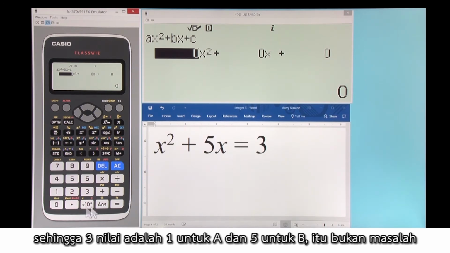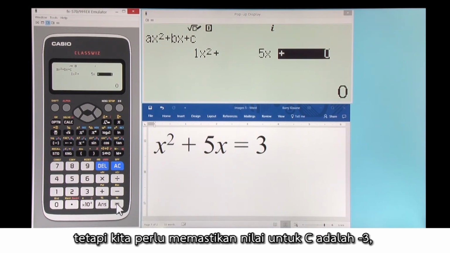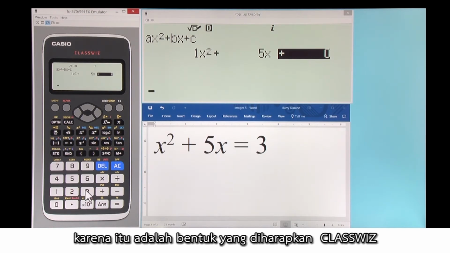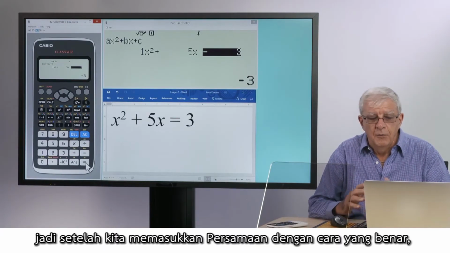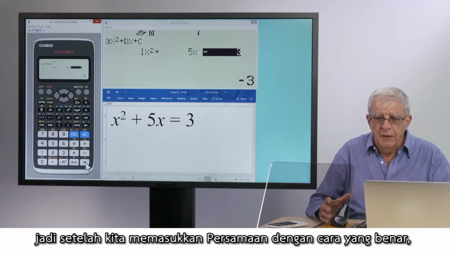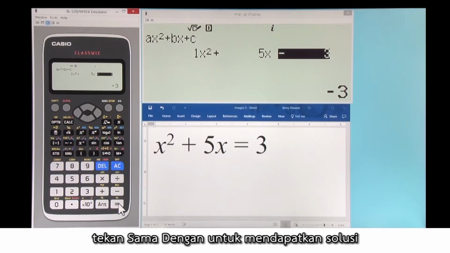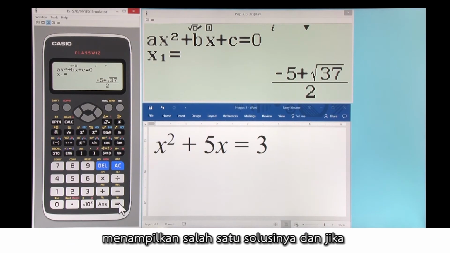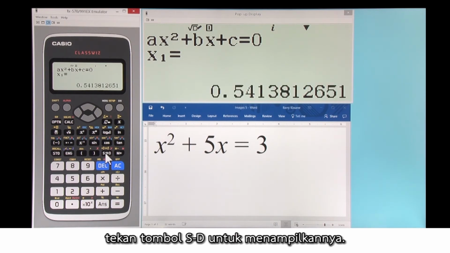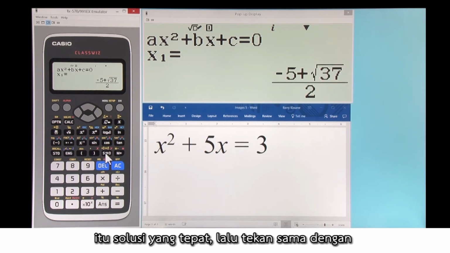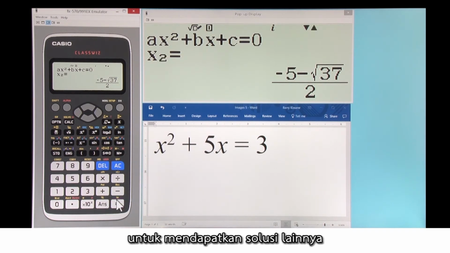So the three values are 1 for A and 5 for B. That's not a problem, but we need to make sure that the value for C is negative 3 because that's the form in which ClassWiz expects the equation. So once we've entered the equation in the correct way, tap equals to get a solution. There's one of the solutions, and if you wanted a decimal approximation, the S to D key will give a decimal version of that, although that's the exact solution, and then tap equals to obtain the other solution.